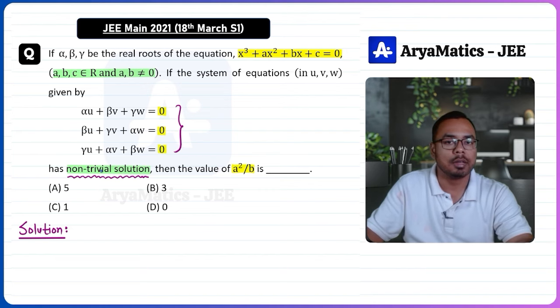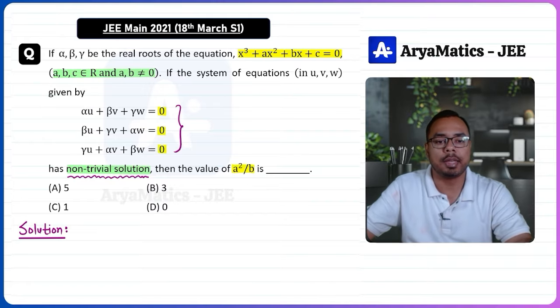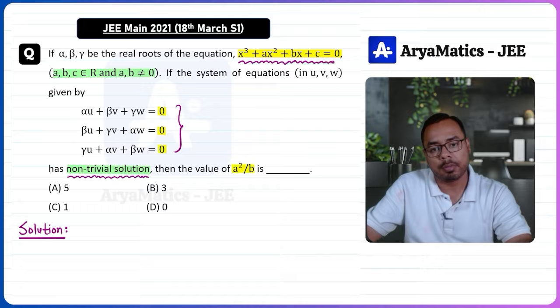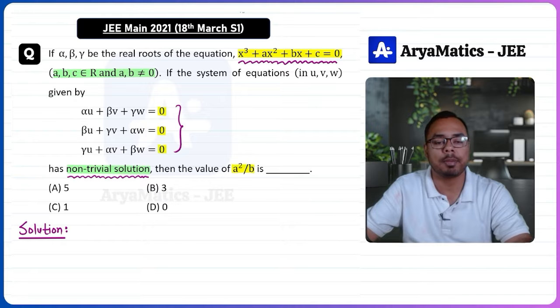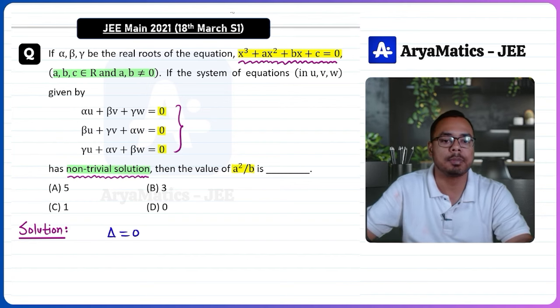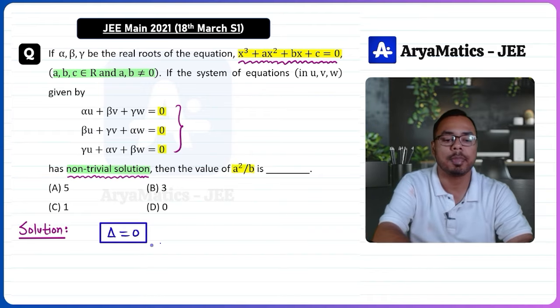First we'll see, using the condition for non-trivial solution, we'll try to find a relation between alpha, beta, gamma, and those three numbers are the roots of this cubic equation. So from there we have to get a relation for a square by b. Ultimately we have to find a square by b. We know that for a non-trivial solution, the determinant of the coefficient matrix must be 0, right? Delta must be 0 for a non-trivial solution of a system of linear equations.